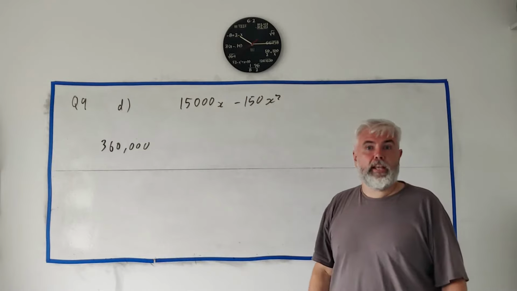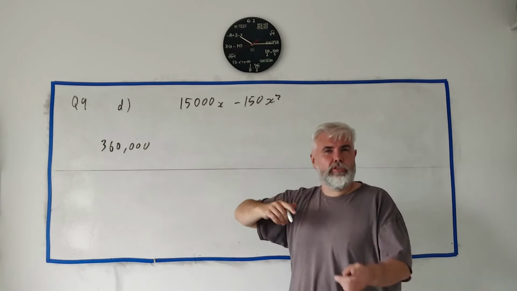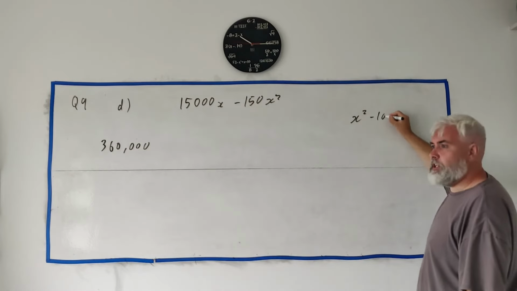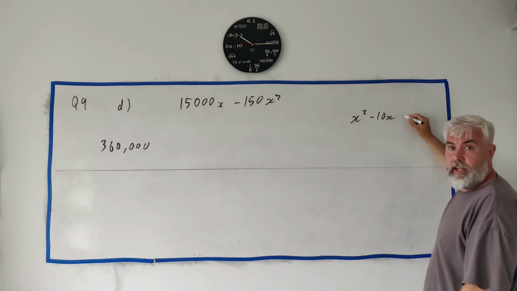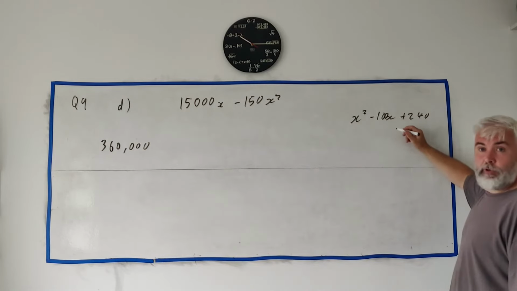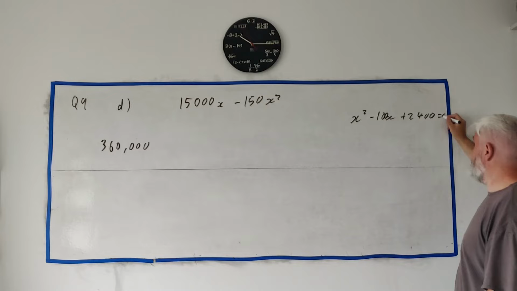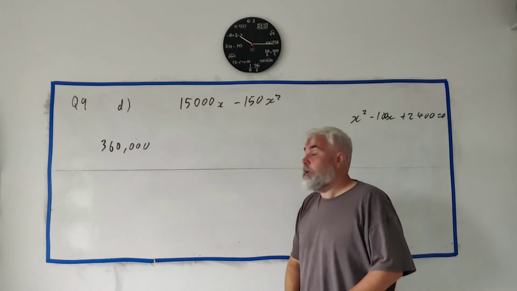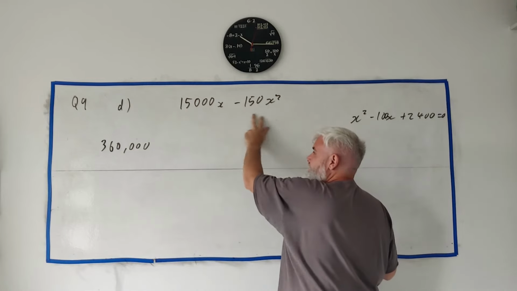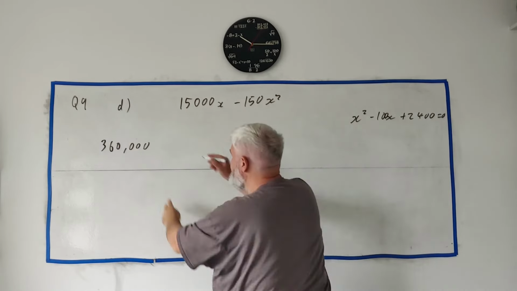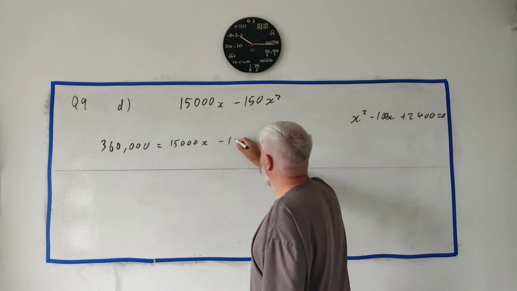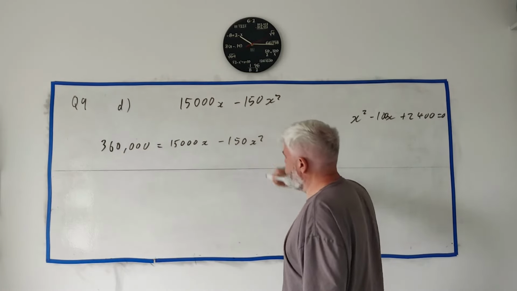And use this information to show that x squared minus 100x plus 2,400 equals 0. So that seems strange. How do you do that? Well, they tell us how much ticket sales there were. They tell us this is the ticket sales. So we now know this equals this guy up here. A lot of zeros in this one.